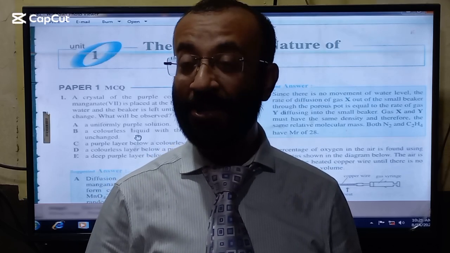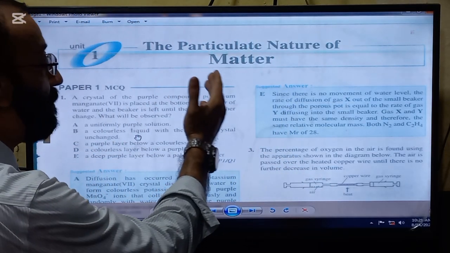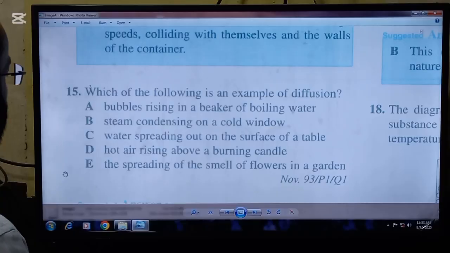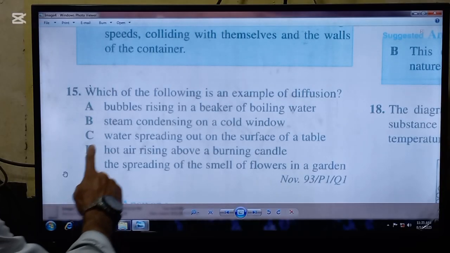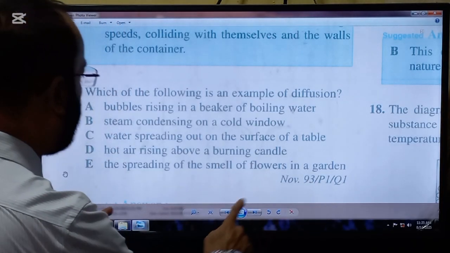Good morning, students. Today we are going to start a new topic in the subject of chemistry, that is the particulate nature of matter. Here is the statement of the question: which of the following is an example of diffusion? And here are the options.